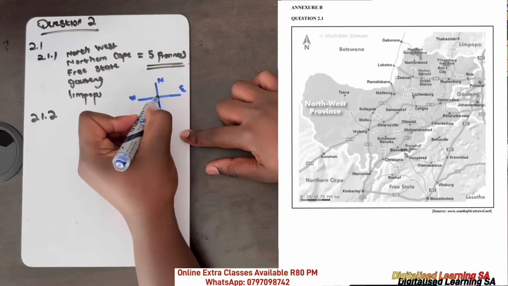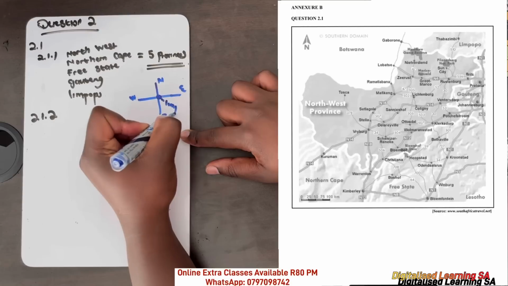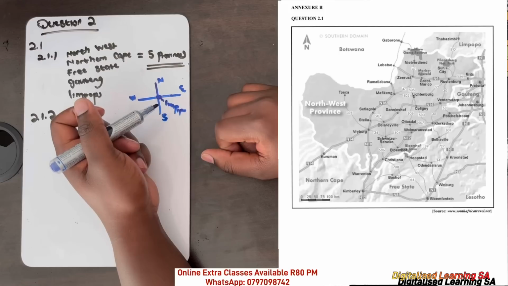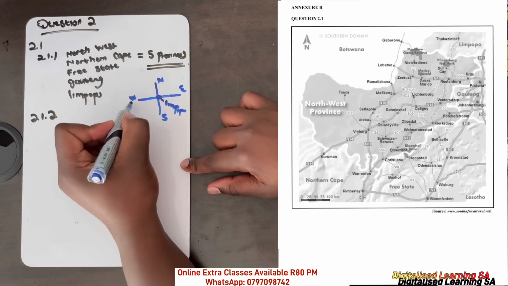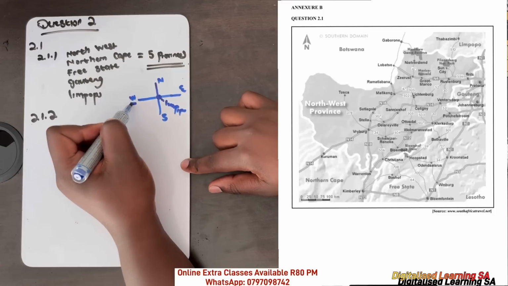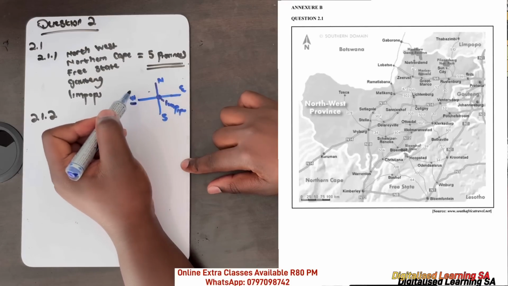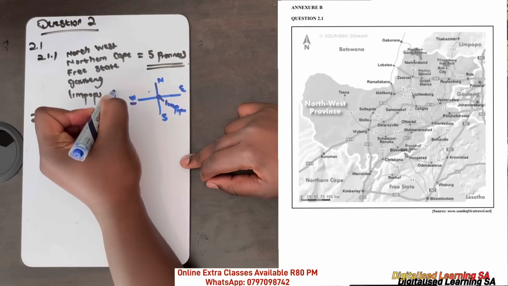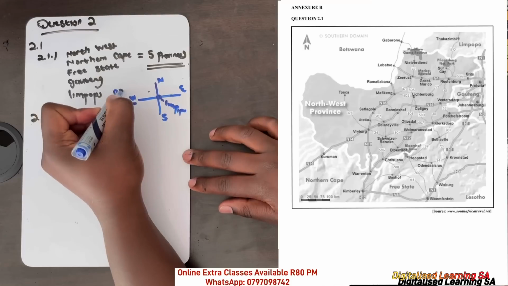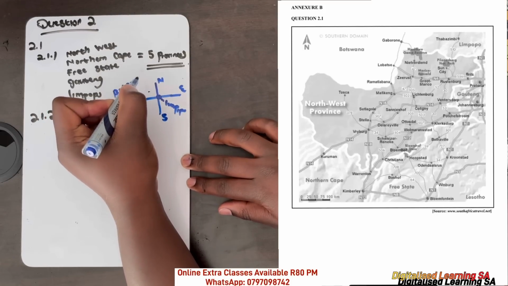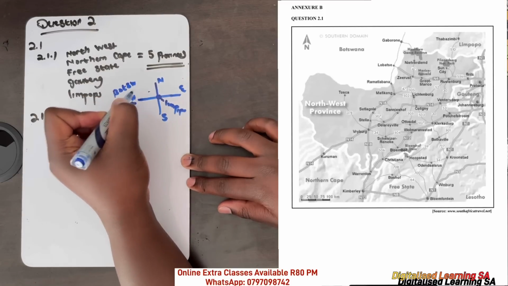If we are in Limpopo, this will be our Limpopo. The question is saying, which neighboring country is found on the western side of Limpopo. This will be our western side, meaning that if we look at the map and we look at Limpopo, this will be Limpopo and this will be our western side. If we look at the western side of Limpopo, we can see that there is Botswana, meaning that our answer will have to be Botswana, because that's the neighboring country on the western side of Limpopo.